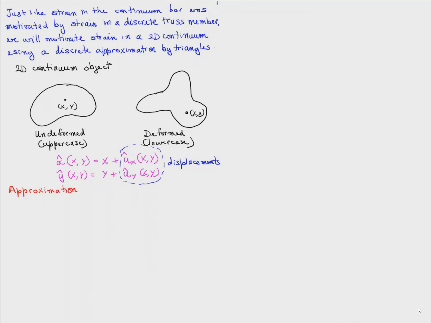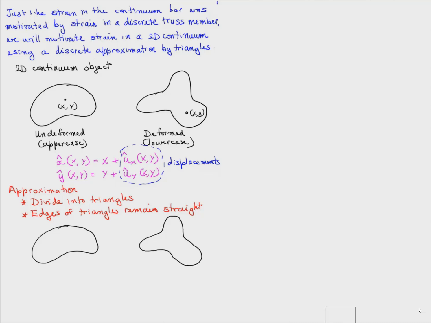So we approximate this continuum by a patchwork of triangles. We divide the continuum into triangles as an approximation, and we assume that as the object deforms, the edges of the triangles remain straight. So that's an example of one triangle being deformed into this triangle. So as the number of triangles is increased, this approximation slowly becomes closer and closer to the continuum.